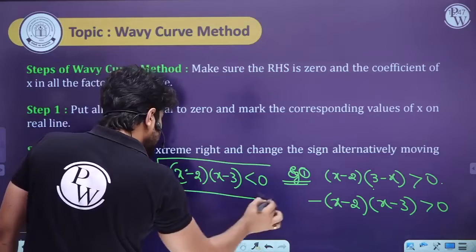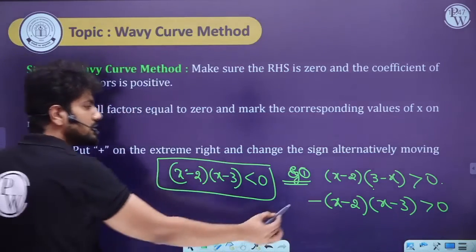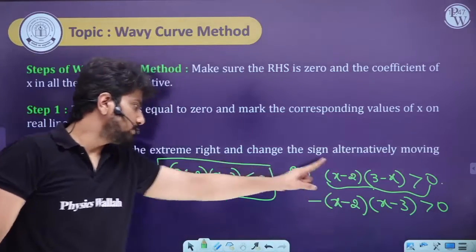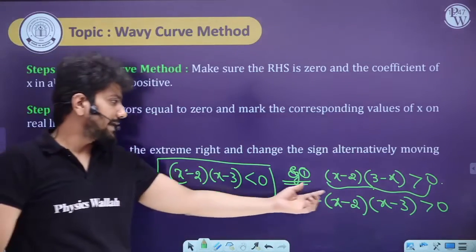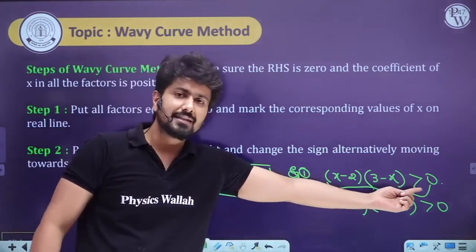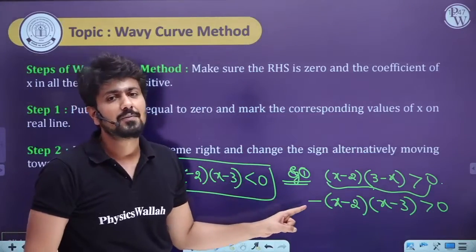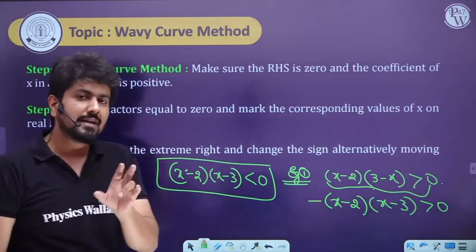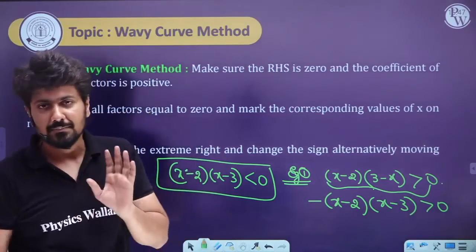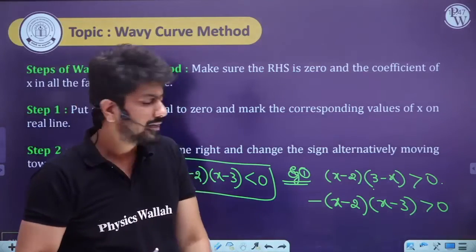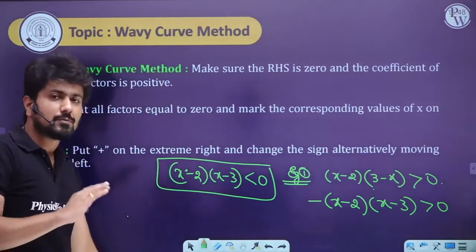Now this is our question. This was the original question given to us, and we have changed it into this one. This is x minus 2 into 3 minus x greater than 0. This is x minus 2 into x minus 3 less than 0. We have made the coefficient of x positive. That's necessary. You will understand the logic behind why we are making the coefficient of x positive.